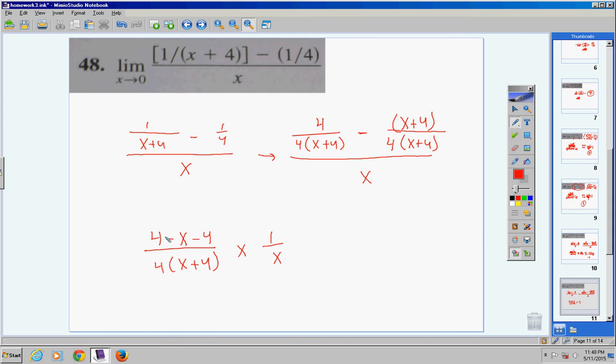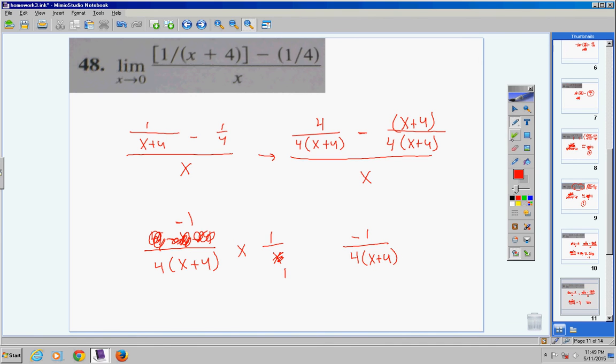Now negative 4 is going to cancel out, leaving you with a negative x. So your x cancels with this x, leaving you with a negative 1 right here. So negative 1 times 1 is negative 1. 4 times x plus 4 is going to be 4x plus 4.